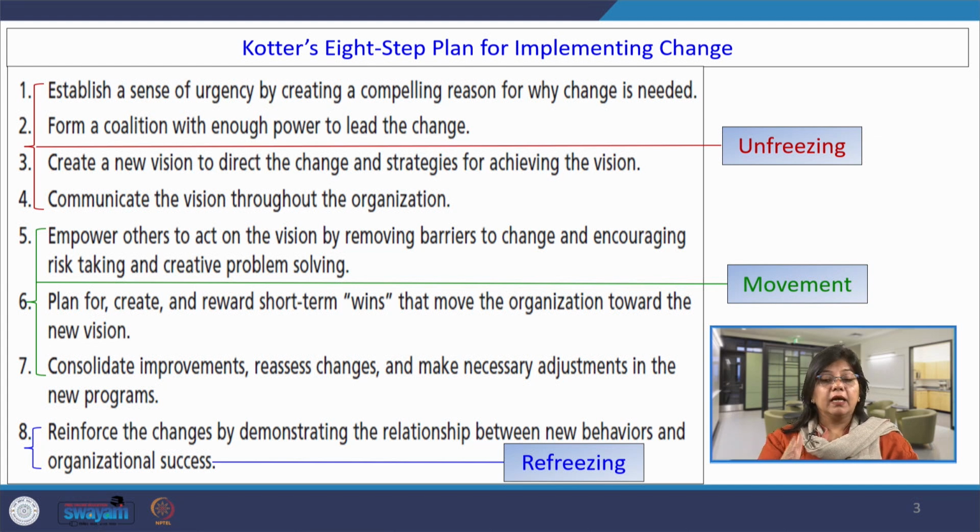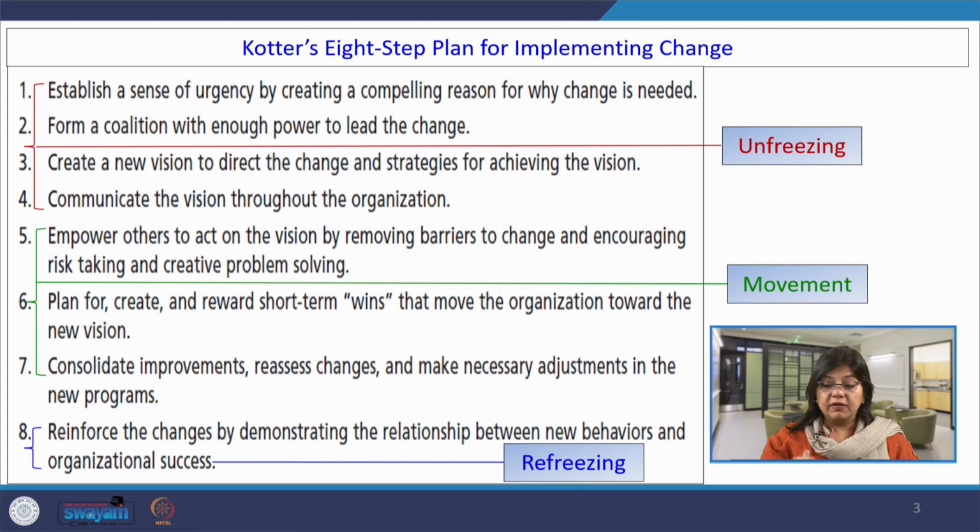But yes, here in order to compare Levin's and Kotter's plans for implementing change, we can easily identify the 3 stages of Levin's also, where stages 1 and 2 talk about unfreezing, which is very much related to Kotter's 8-step plan. Steps 1, 2, 3, 4 are related to unfreezing, right, where the need for change has been identified and how it will be communicated, that is the unfreezing.